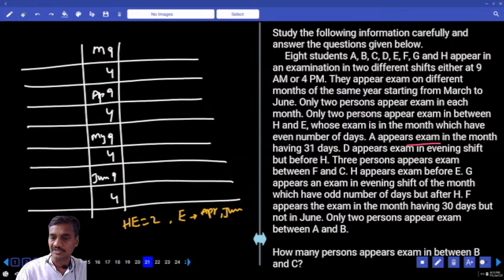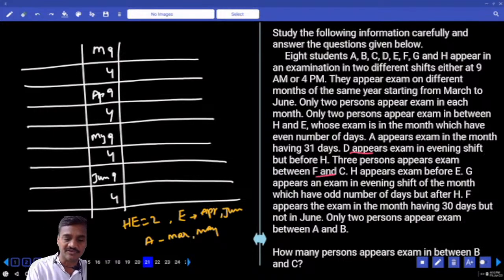A appears for the exam in the month which has 31 days. A is in the month of either March or May. A again has 4 possibilities. D appears in the evening shift but before H. And 3 persons between F and C. Now in between F and C, how many people are there? There must be exactly 3. And H appears before E. Now H appears before E, and G appears in the evening shift of the month which has an odd number of days but after H. And G is in the evening shift, in the odd number of days.